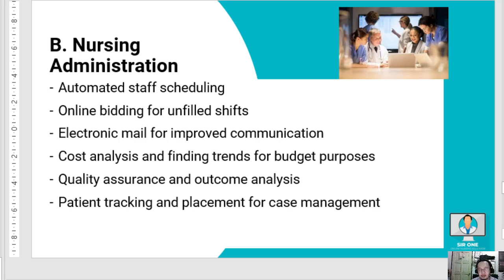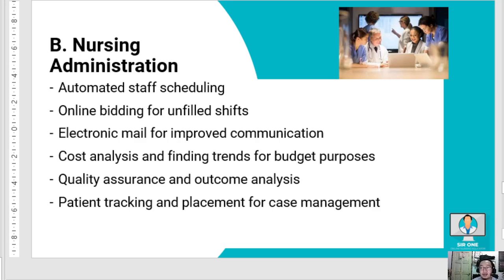Who wants to have their duty on the morning shift? Who wants the PM shift? Who wants the night shift? Who wants to take this off and change with this date? That's online bidding for unfilled shifts. It's still part of scheduling. Then electronic mail for improved communication with co-administrators or with the nurses.